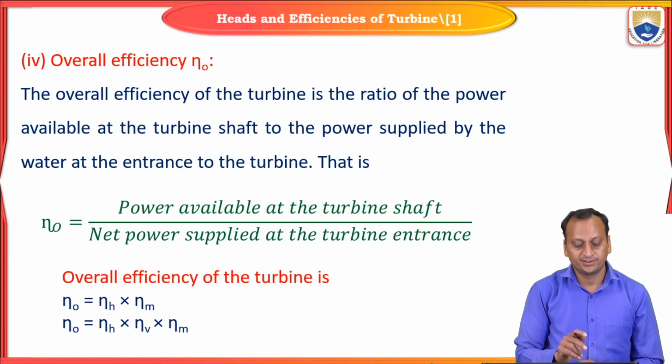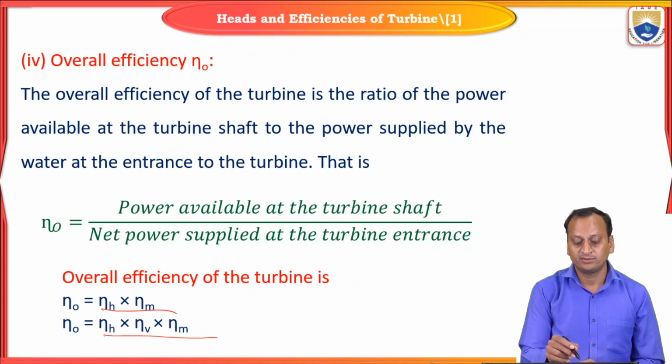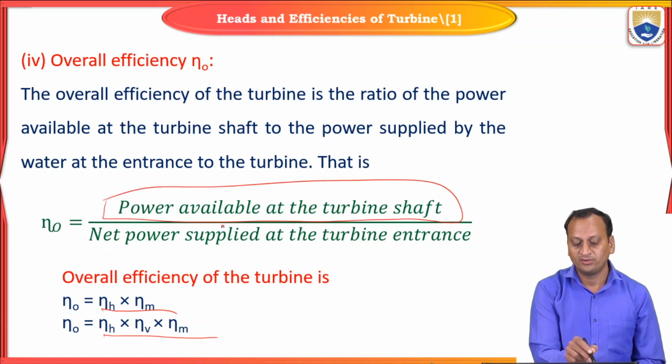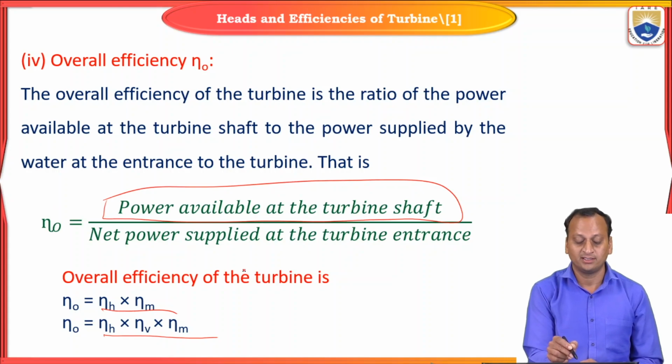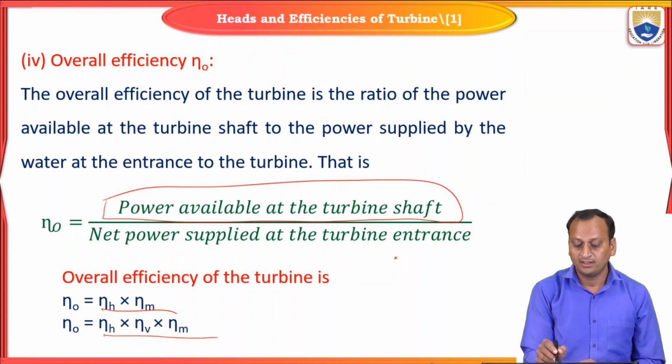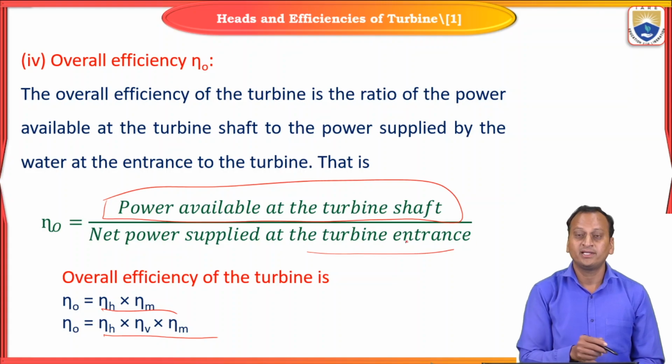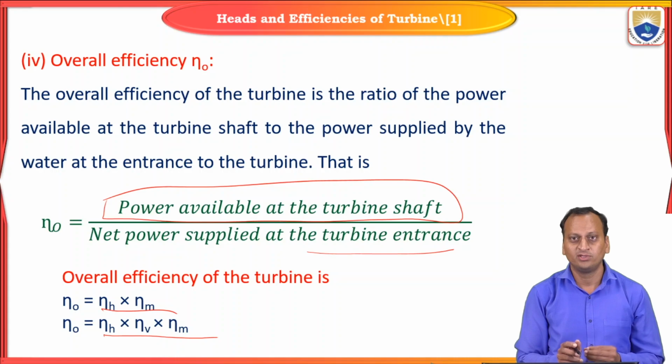The overall efficiency is a product of hydraulic efficiency, volumetric efficiency, and mechanical efficiency. Otherwise, mechanical efficiency into hydraulic efficiency. But the overall efficiency means, at the exit of the turbine shaft, what is the power available, compared to the net energy given at the turbine entrance. At the turbine entrance, what is the available energy?